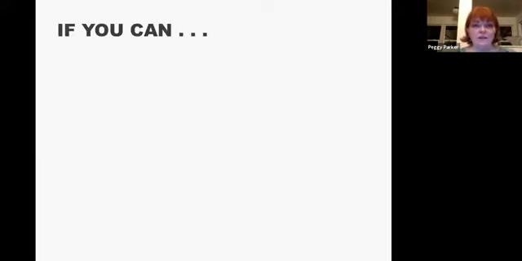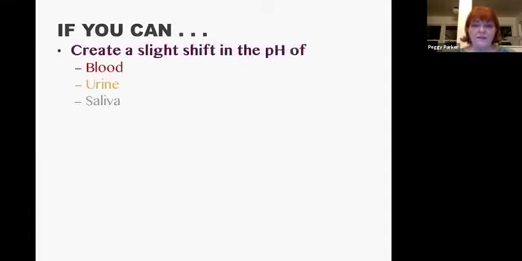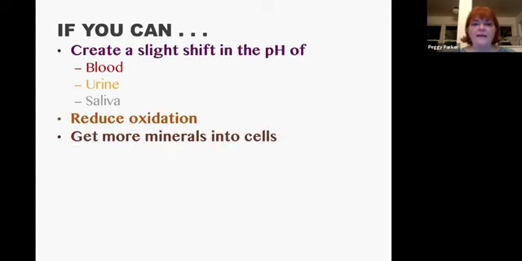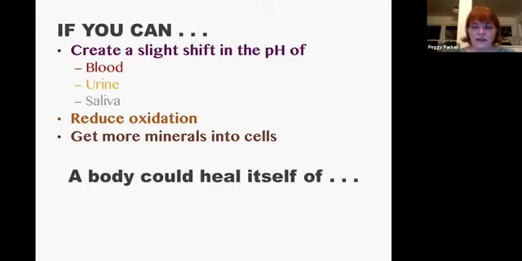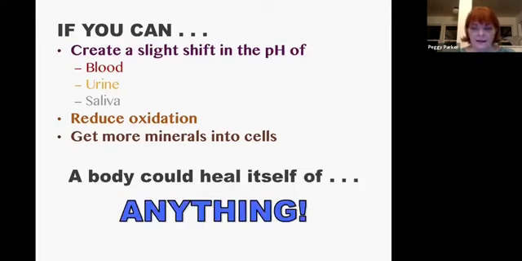The most important things that I learned in my European biological medicine courses are that if you can create a slight shift in the pH of blood, urine, and saliva. Now, this is the way I learned it. I'm going to tell you later how it really fits together, but this is how I learned it. If you could create a slight shift in the pH of the blood, urine, and the saliva, if you could then reduce oxidation on the cell membrane, and then if you could get more minerals into the cells, it would give the body the tools it needs to truly heal itself of virtually anything. So this is the order in which I learned it.